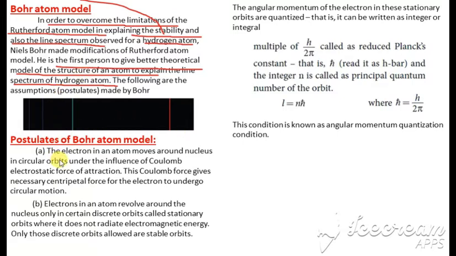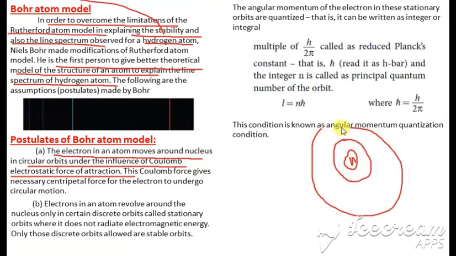According to Bohr, we have the following postulates. What are they? The electrons in the atom revolve around the nucleus in circular orbits under the influence of the Coulomb electrostatic force of attraction. This Coulomb force gives the necessary centripetal force.